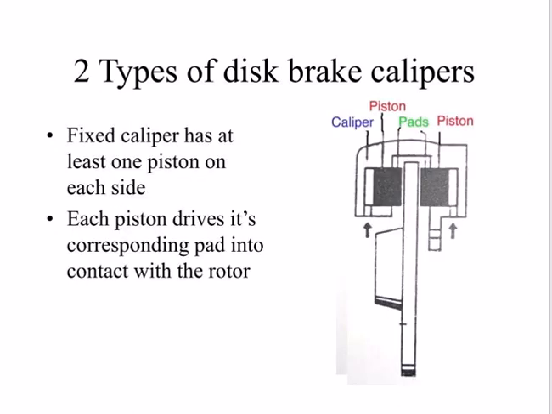Now let's go to the other type of disc brake caliper. In this type, the fixed caliper has at least one piston on each side. As you can see in the picture, it has one piston on each side. Each piston drives its corresponding pad into contact with the rotor.